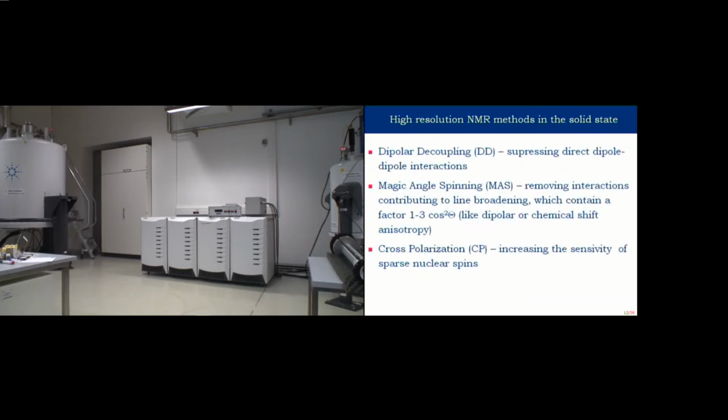Now I would like to introduce three ideas which allow us to study solid systems. The first one is dipolar decoupling. This idea suppresses direct dipole interactions between two adjacent nuclei, by bond or sometimes by space. Second is magic angle spinning, or rather spinning at a specific angle, and we will discuss this a little bit later, and third is the cross-polarization idea.